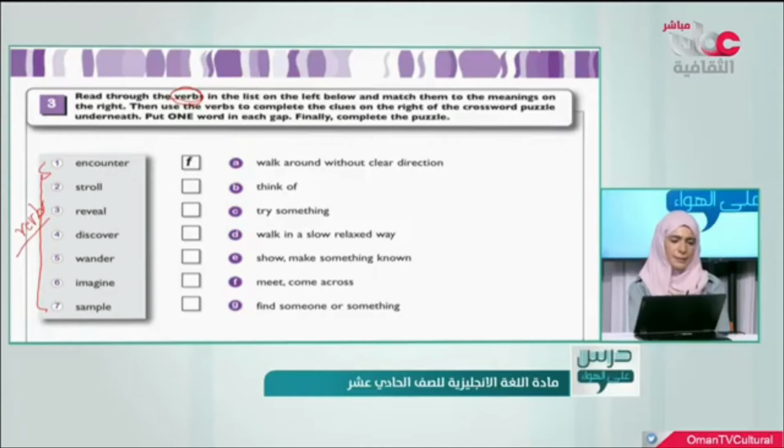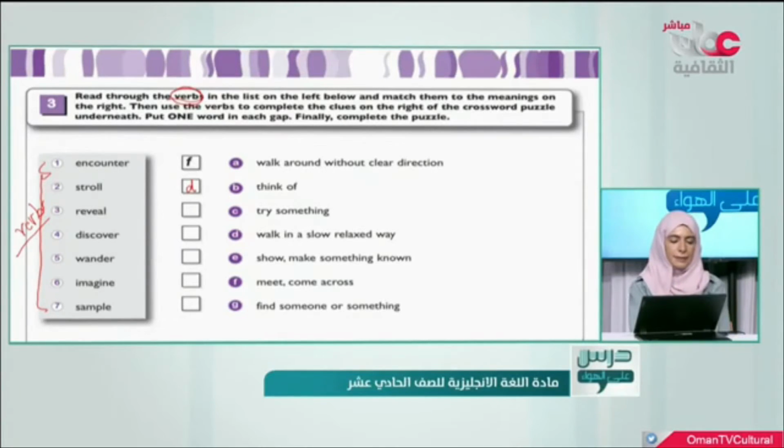The first word is encounter, which means F, meet and come across. Let's move on to the other vocabulary, which is stroll. What is the meaning of stroll? It means to think of. I guess the meanings here, it is not. A stroll means to walk in a slow, relaxed way. So it will be D.